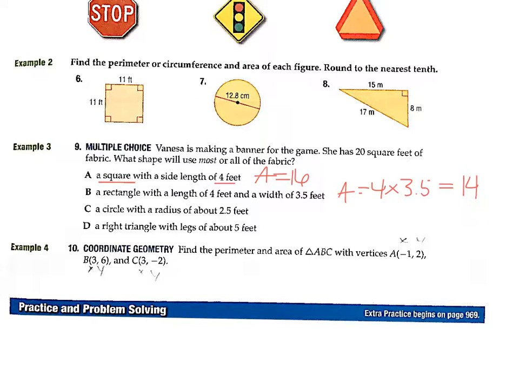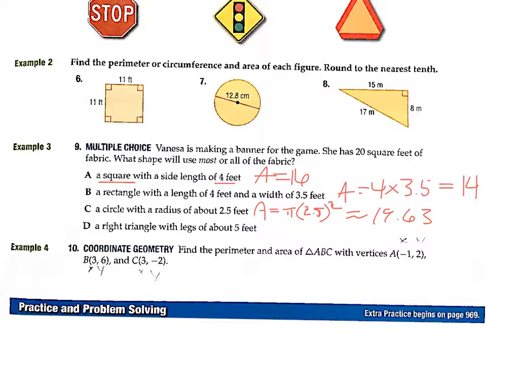A circle with a radius of 2.5. So a circle is pi r squared. My pen's not writing very well here. Sorry, 2.5 squared. So here, you want to use your calculator. I've got pi times 2.5 squared. And that comes out to approximately 19.63. So that's pretty good.